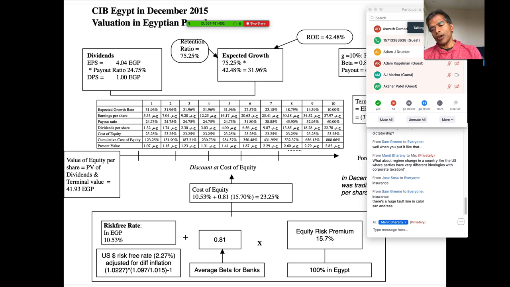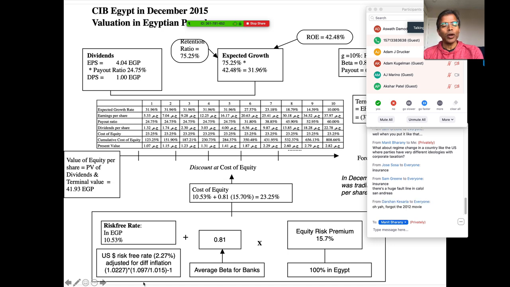To get the discount rate, I needed a risk-free rate in Egyptian pounds. And if you look at my risk-free rate in Egyptian pounds, I start with a dollar risk-free rate, the T-bond rate, and adjusted for differential inflation. You're saying, why don't you just look up an Egyptian government bond rate? Egypt doesn't have long-term government bonds. This is the only way I could get a risk-free rate in pounds: to take the dollar rate and adjust for differential inflation. If you don't remember that, go back and check your risk-free rate section of your notes, and it's an approach we came up with there.